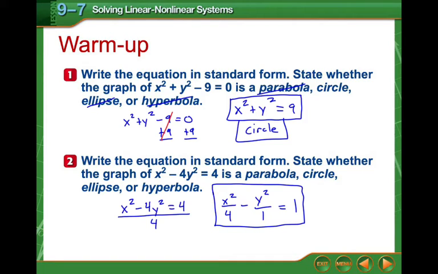Since it's got the fractions, it's either an ellipse or a hyperbola, and since it's minus, it's a hyperbola. And there we go.